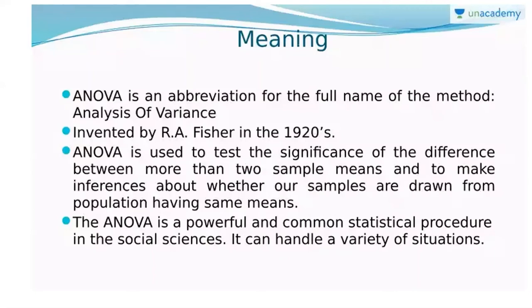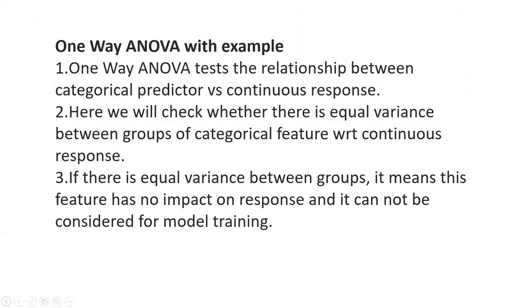ANOVA is a powerful and common statistical procedure in the social sciences. It can handle a variety of situations, and it is used in case of multiple situations. Here we infer whether the samples are drawn from populations having the same means or not. Then we have one-way ANOVA.